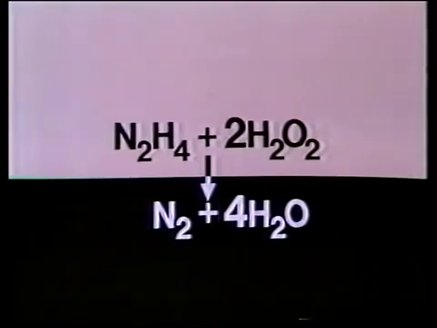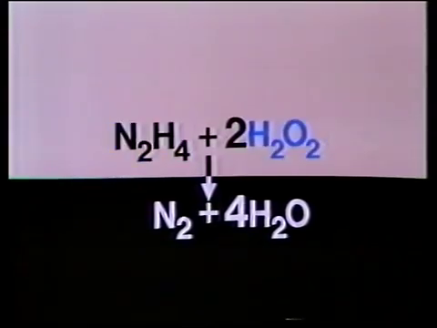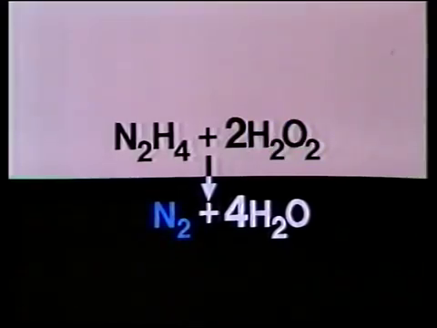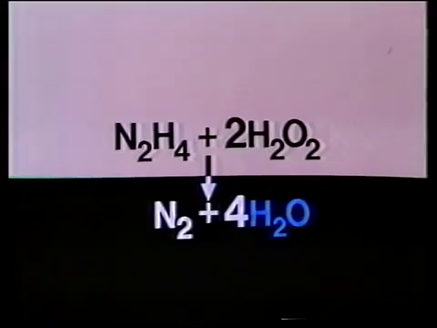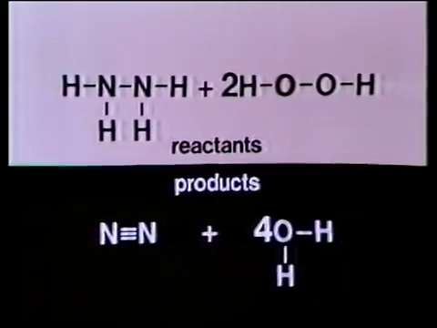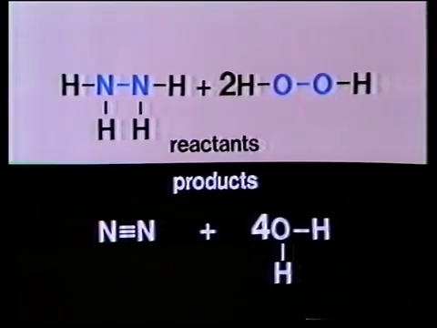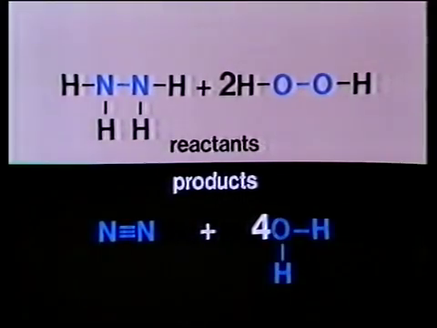Let's look next at the equation for the reaction. Hydrazine, N2H4, plus hydrogen peroxide, H2O2, gives nitrogen, N2, and water, H2O. Now for the bonds in the reactants and products. There are single bonds in the reactants, including a very weak NN single bond and OO single bond. Now the products. Here there's an NN triple bond and strong OH bonds.